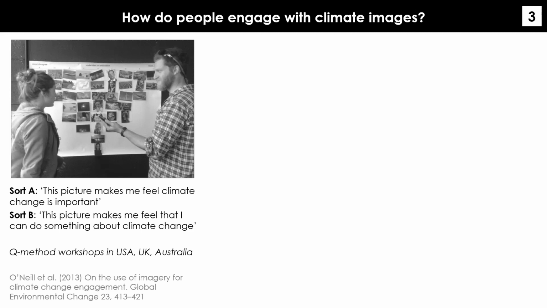Then you pick up the pile of makes me feel it's important, and you choose the two images that make you feel it's most important, and you put them at the far end, and then you choose the next three that make you feel it's important, and so on.